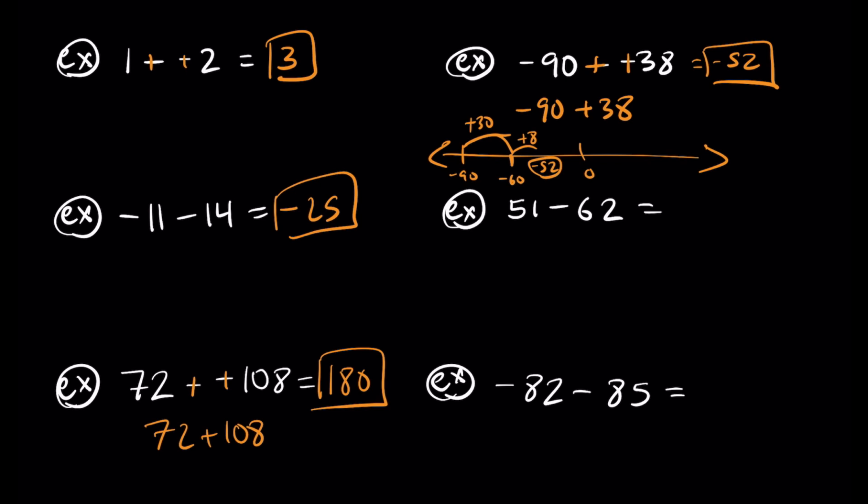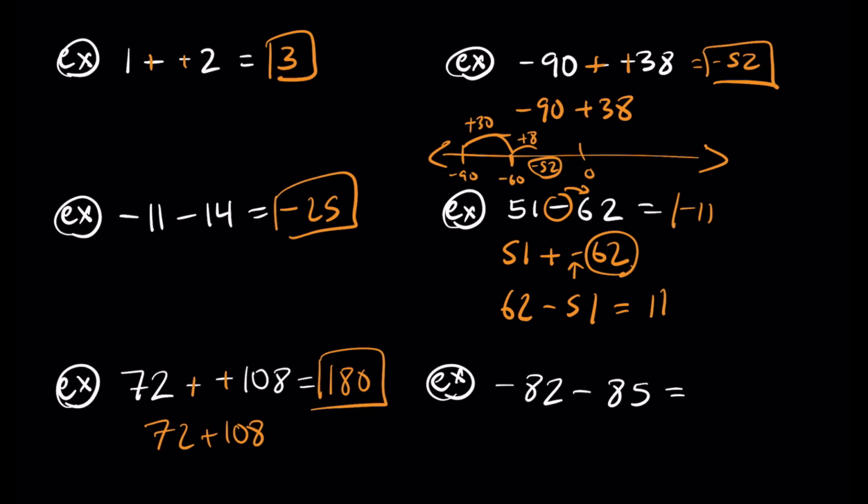51 minus 62, so I can just attach this negative to that 62 and rewrite it as 51 plus negative 62. Different signs, we subtract. 62 minus 51 is going to be 11. And take the sign of the larger number, which is 62. It is negative, so we have negative 11.